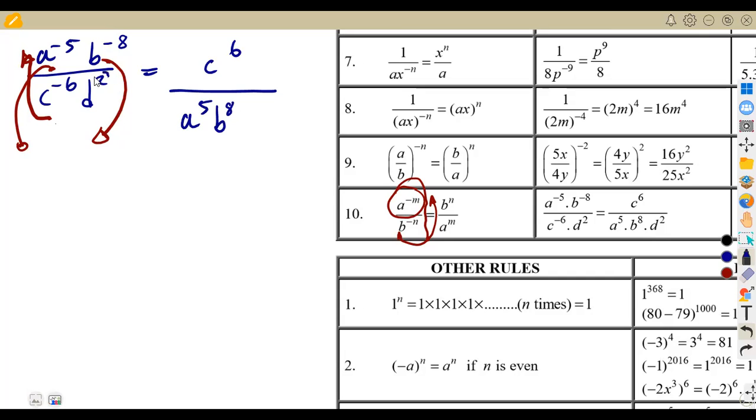What about d? It is carrying a positive already. So this one is going nowhere. It is just going to remain where it is because it is carrying a positive. The reason why these had to change their positions is because we wanted them to be positive. But this one is already positive.